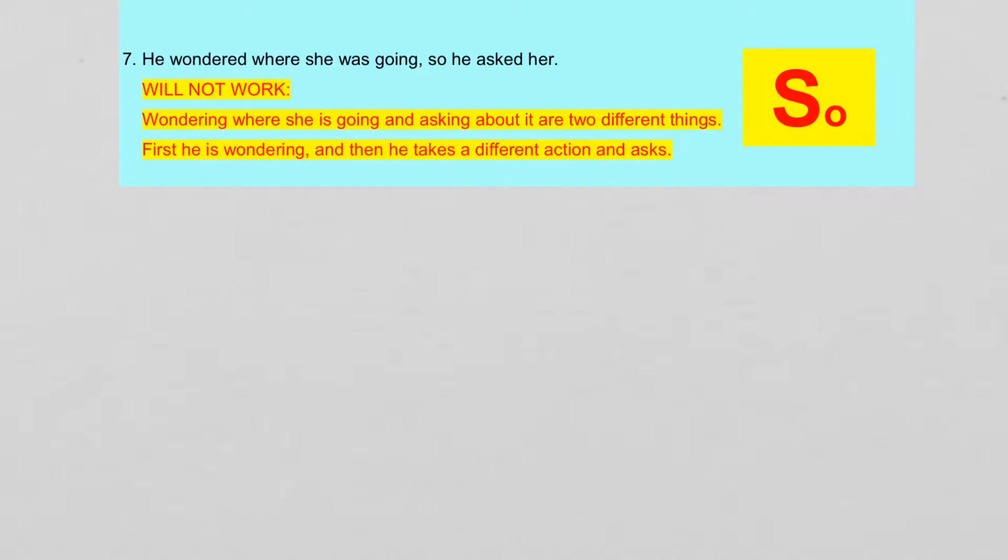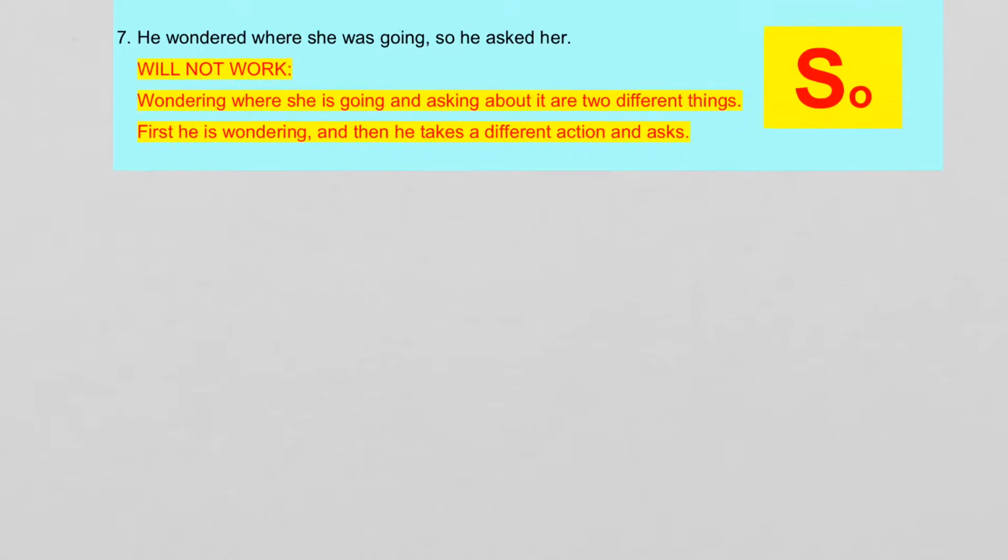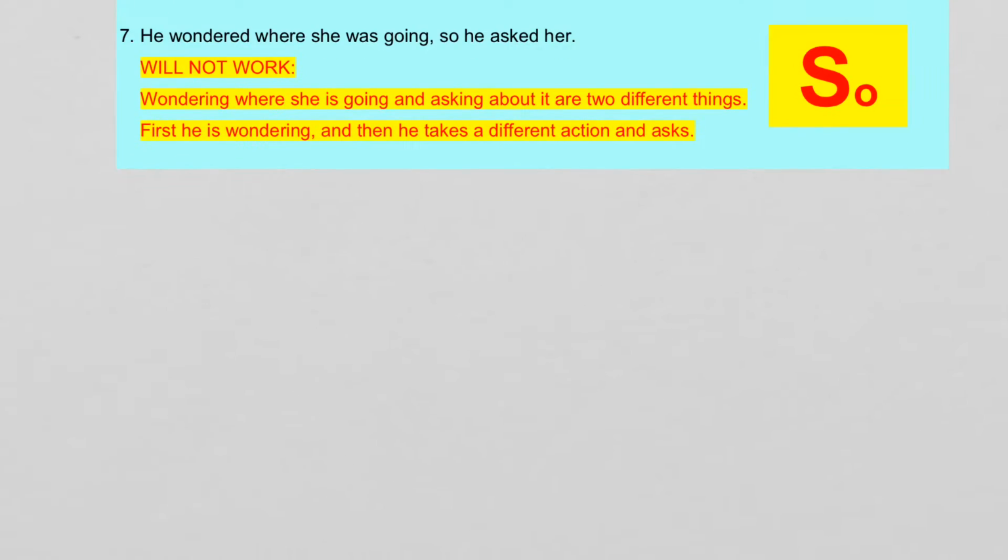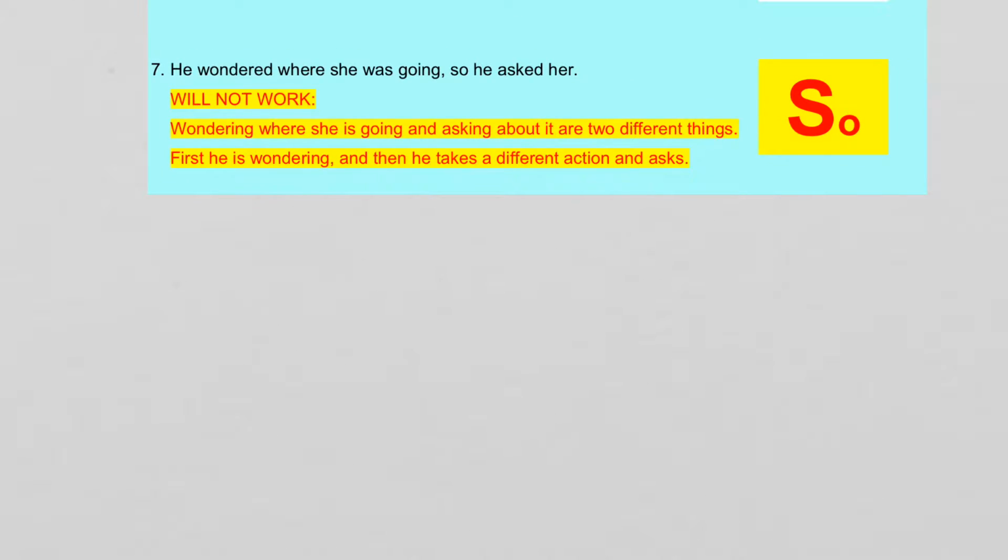He wondered where she was going, comma, so he asked her. Okay, now, this would not work with a semicolon, because wondering where she is going and asking about it are two different things, right? And when I say that, I mean that you think of it this way. At first he's wondering, and then he goes and asks her, right?